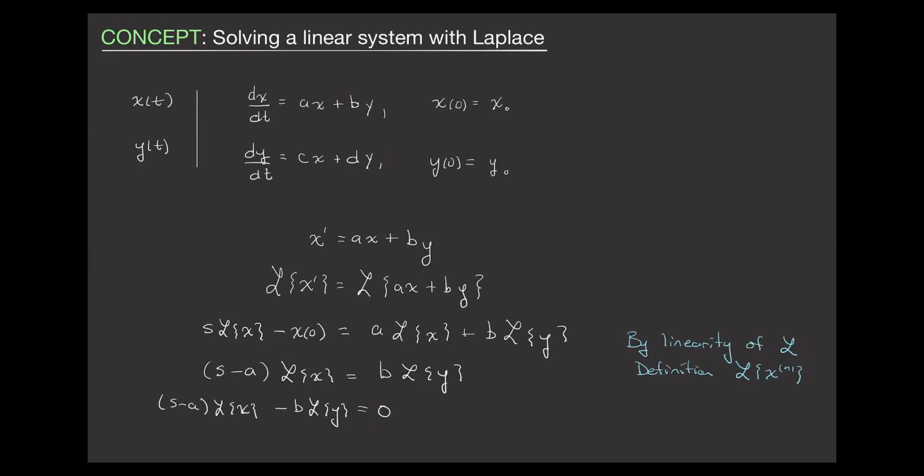Now, at this point, in some sense, we have one equation and two unknowns, as it were. The unknowns are the Laplace of x and Laplace of y. Previously, we would just have a Laplace of x.